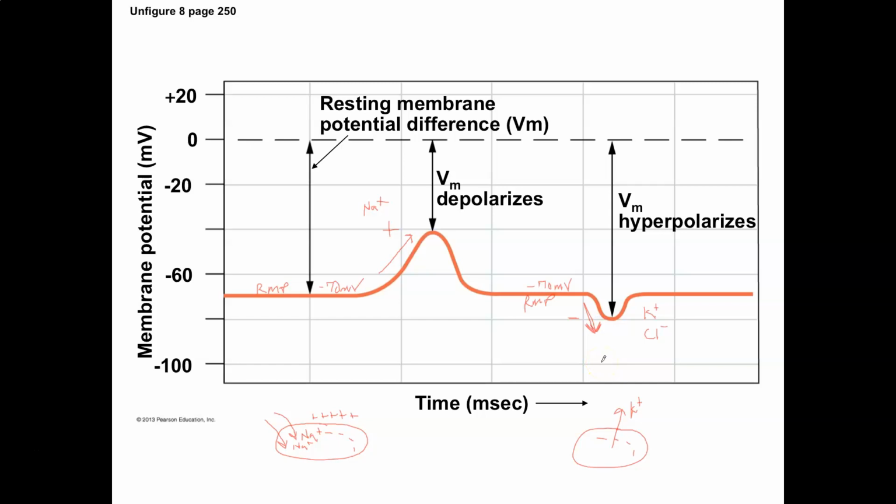How does chlorine come into play? Well, chlorine has a negative charge, so if chlorine, which is in high concentration outside of the cell, enters into the cell, we're going to add negative charges to the inside of the cell, and that's going to make the inside of the cell more negative. So again, that's a hyperpolarizing event. The other term that you're going to run into is repolarization.